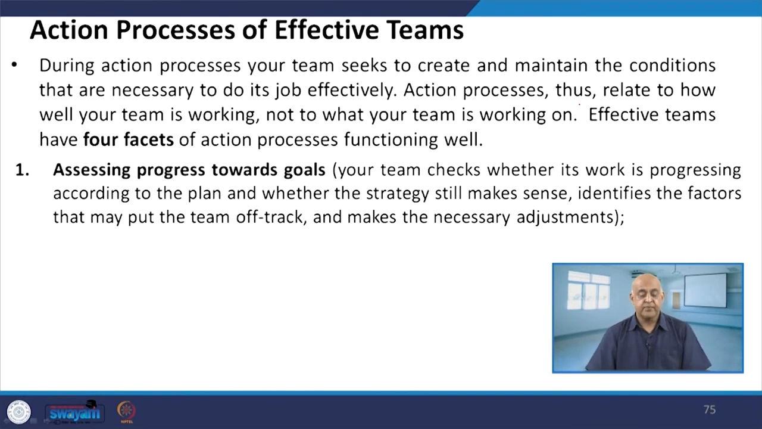Now, the action processes of effective teams. During action processes, your team seeks to create and maintain the conditions that are necessary to do its job effectively. It relates to how well your team is working, not to what your team is working on. So effective teams have four facets of action processes functioning well. Assessing the progress towards goals: your team checks whether its work is progressing according to the plan and whether the strategy still makes sense, identifies the factors that may put the team off track, and makes the necessary adjustments.